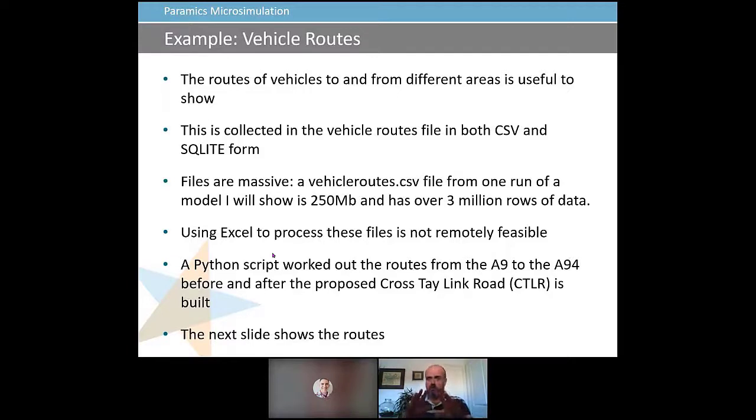So one of the problems, as I've said, with the vehicle routes file is it's absolutely massive. The vehicle route CSV file from one particular run is 250 megabytes, and it's about 3 million rows of data. And the SQLite files, which are easier to work with, are a little smaller than that, but you've obviously still got a lot of data to process. I don't think it would be possible, or it would be very, very unwieldy, to try and use Excel to process those files. You'd have to use a CSV file splitter. It's just a mess. I wouldn't attempt it.